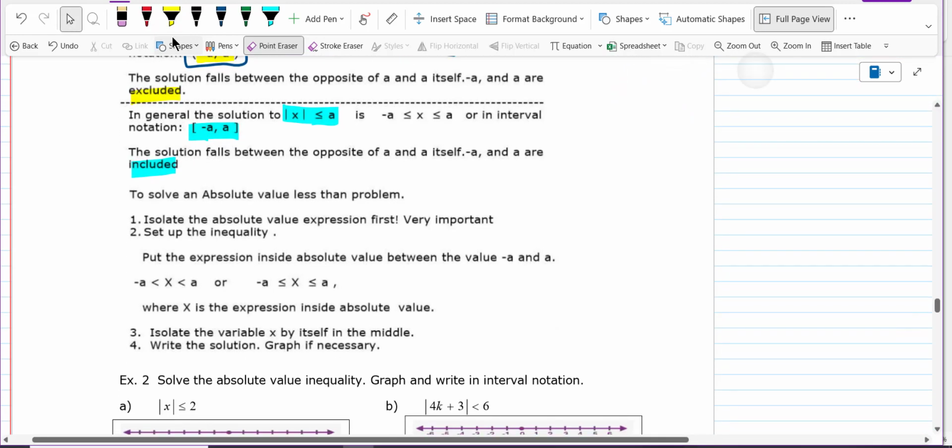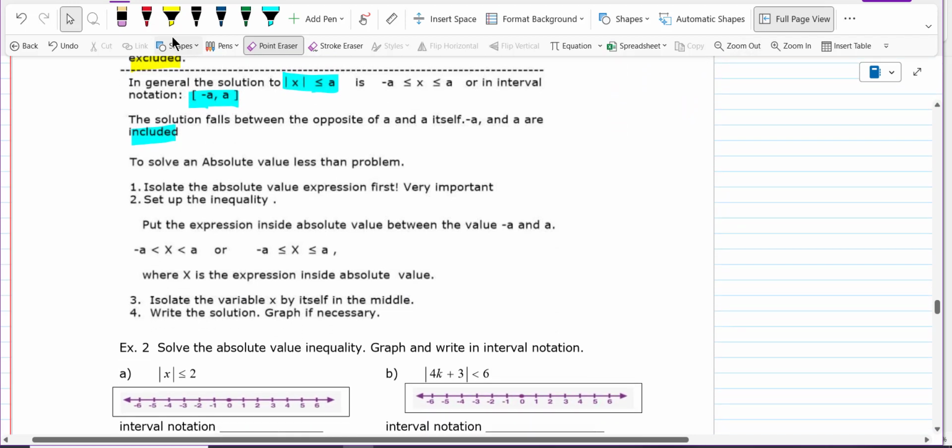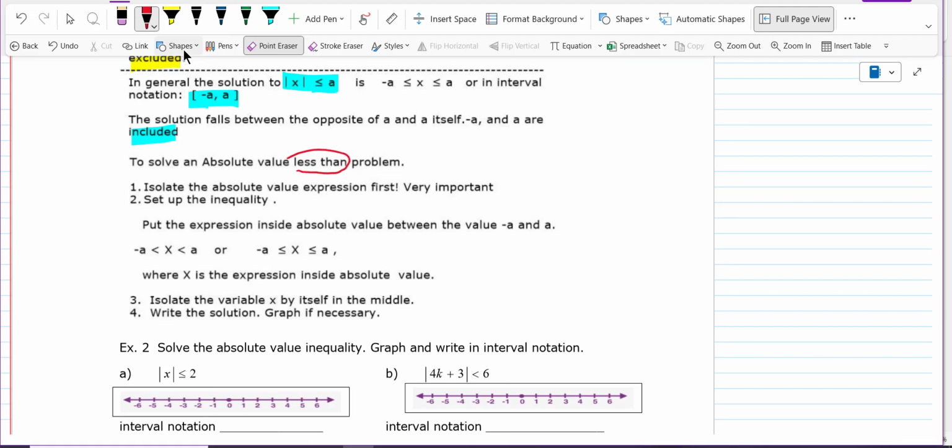Okay, so what we'll do now is begin to solve some of these. If you solve an absolute value less than problem, you always isolate the absolute value. The absolute value has to be all by itself, nothing outside of it, and then less than or equal to some number. That's your first goal. Then you put the expression inside the absolute value between -a and a. Then you isolate the variable x by itself, write the solution, and graph if necessary.